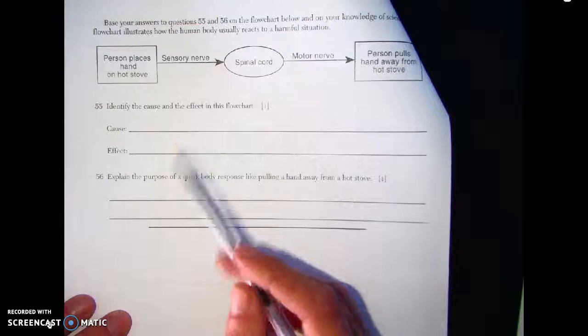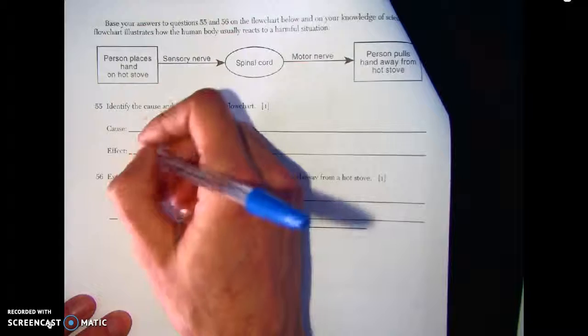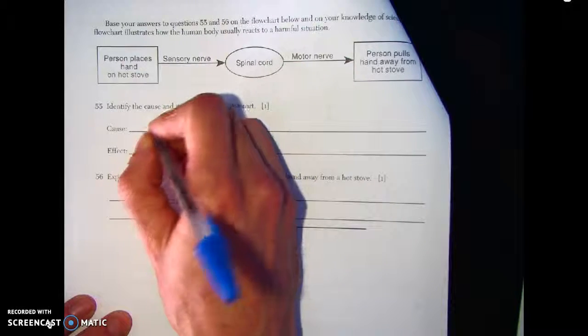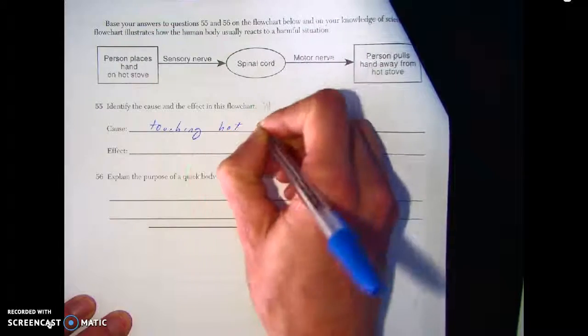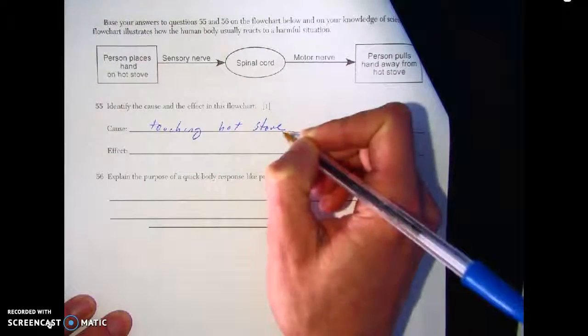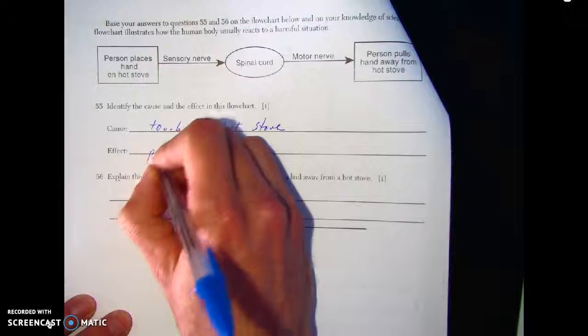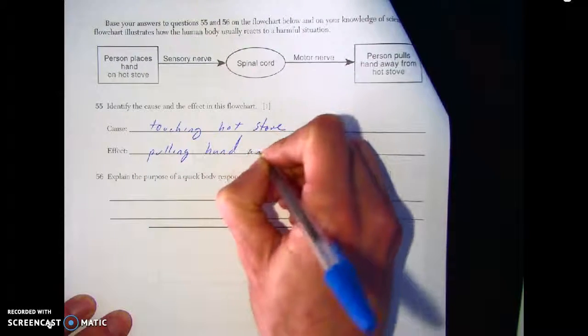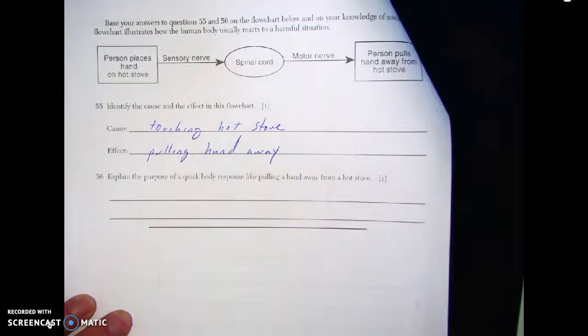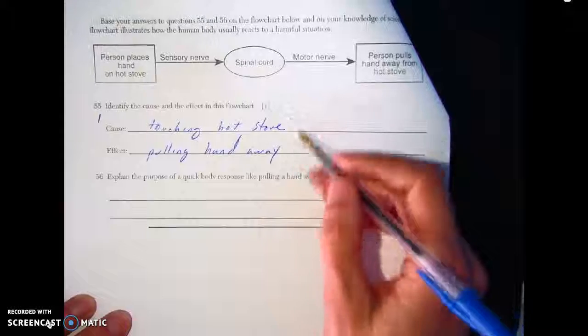So it says cause and effect. The cause would be touching the hot stove. And the effect would be pulling the hand away. And you don't have to use this exact wording, but it's got to be the same kind of idea. And you get 1 point for both of those.